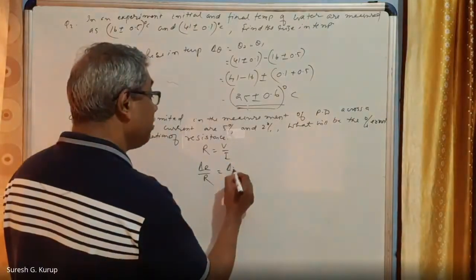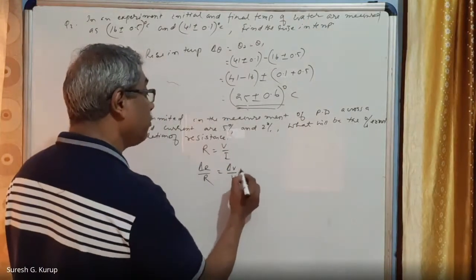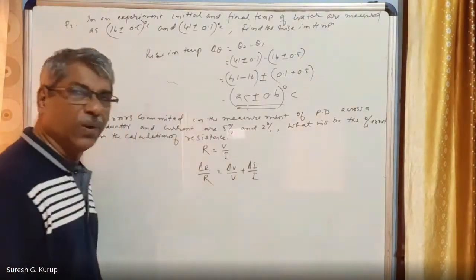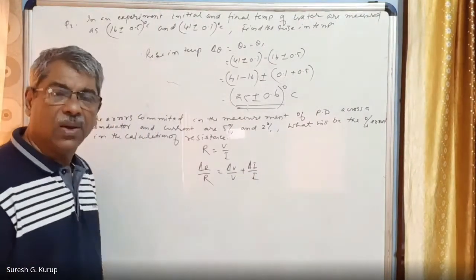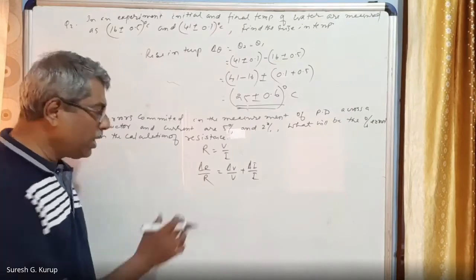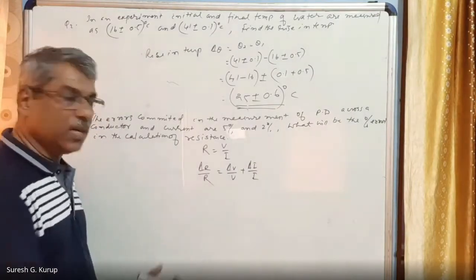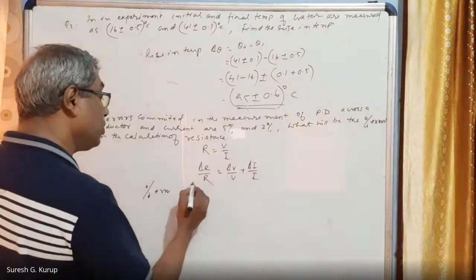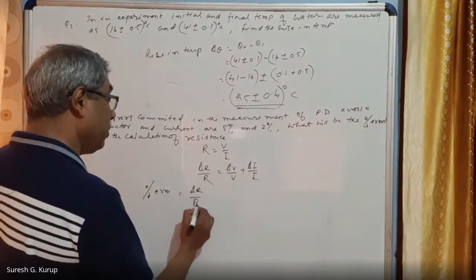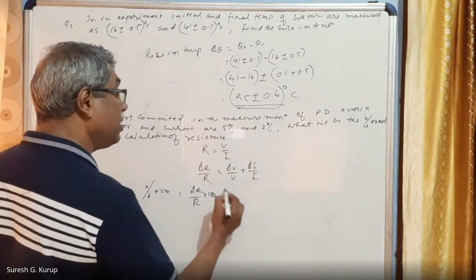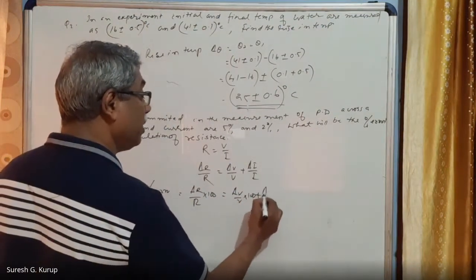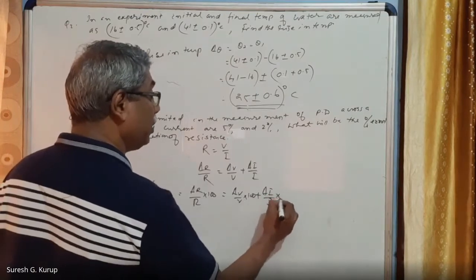It is delta, relative error in potential difference plus a relative error in the current value. Okay, we have to calculate the percentage error in resistance. That's what percentage error is equal to. Percentage error is equal to delta R divided by R into 100. That is equal to delta V by V into 100 plus delta I divided by I into 100.